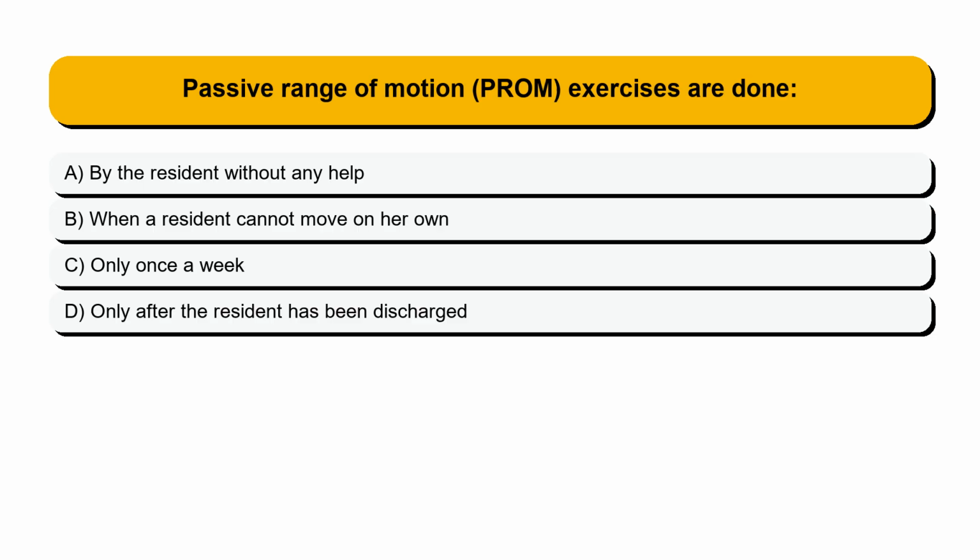Question 83. Passive range of motion, PROM, exercises are done. Option A, by the resident without any help. Option B, when a resident cannot move on her own. Option C, only once a week. Option D, only after the resident has been discharged.